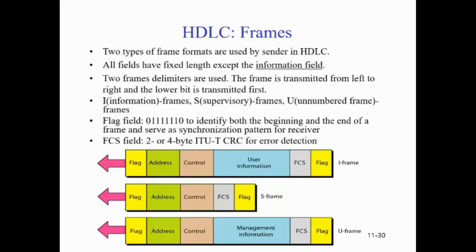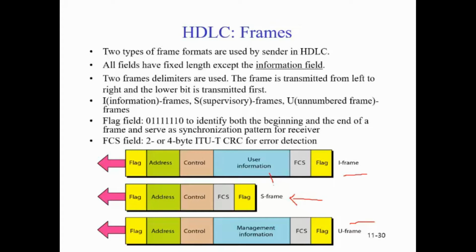So let's talk about the HDLC frames. There are two types of frames that can be used by a sender in HDLC. The two types of frames, as you can see in the diagram, are called I frames and U frames, whereas the sender can't send the S frame because the S frame is the acknowledgement frame. All the fields have a fixed length except the information field, because in the information field we are sending the data, and the data is of variable length.